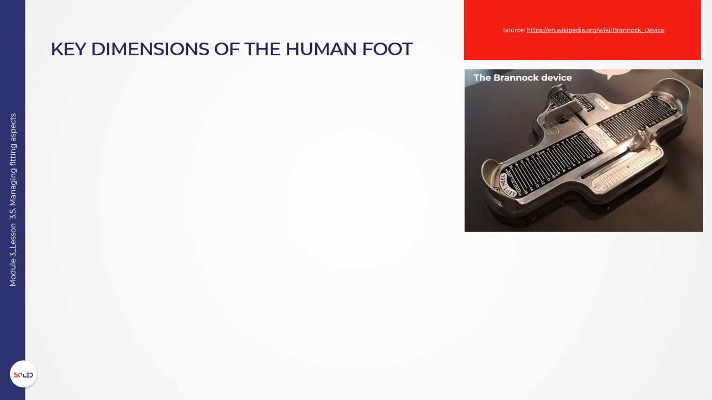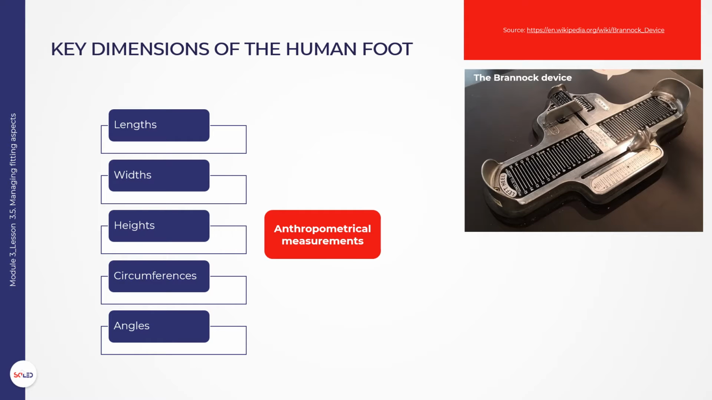Key dimensions of the human foot. Sizing systems have as a starting point either the geometry of the final footwear, for example the new Japanese sizing system, or the geometry of the last, for example European, English and US systems. Lasts take into account the geometry of the foot, though there are also fundamental differences between them. The anthropometrical measurements of the human foot are related to key lengths, widths, heights, circumferences, and angles.